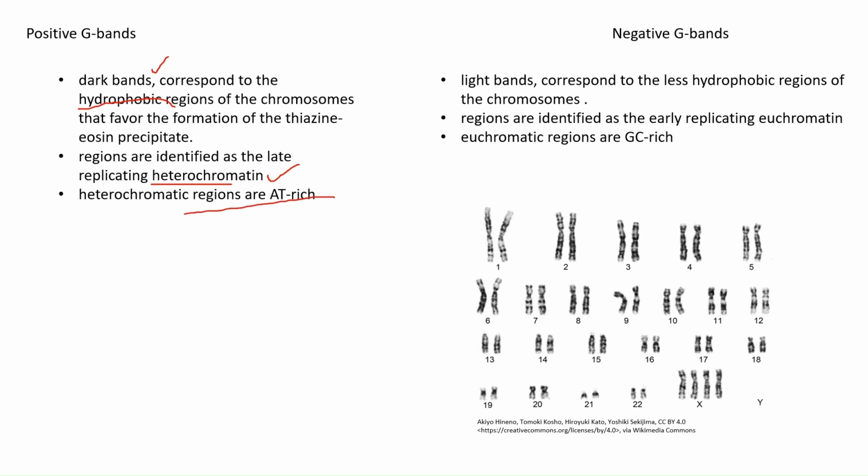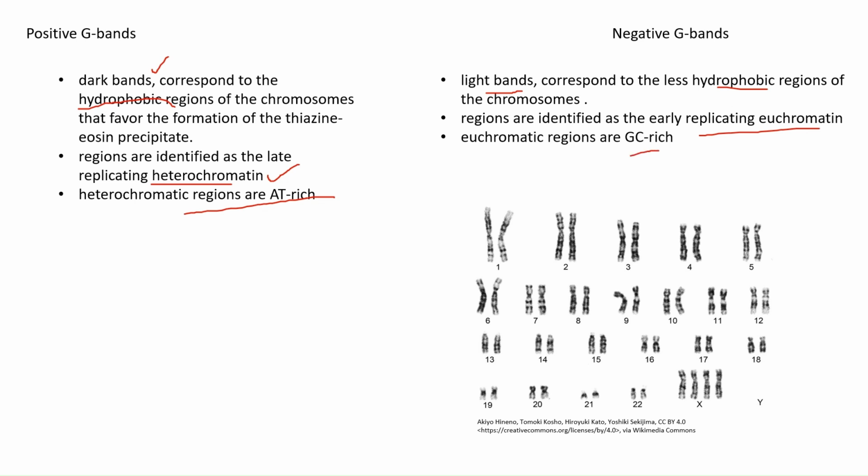are AT rich regions. On the contrary, we have negative G bands, that means lightly stained bands. Light bands means the region is less hydrophobic. Less hydrophobic means the regions are not compactly packed. That means these are early replicating euchromatin. And euchromatin regions are GC rich.